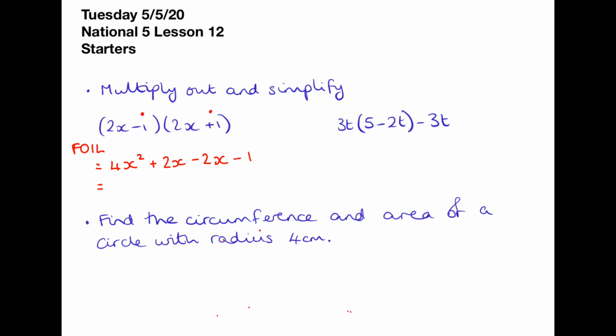Okay, so let's just simplify. We've got 4x squared, and then we've got plus 2x, take away 2x. So we've not got any x's left because they disappear, but we've still got the minus 1 on the end.